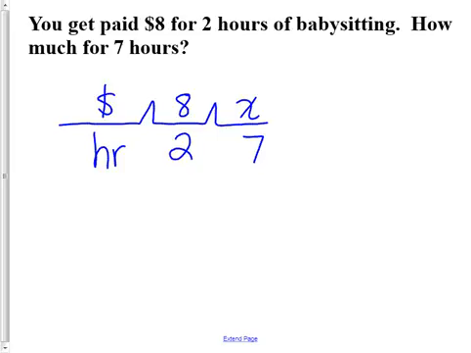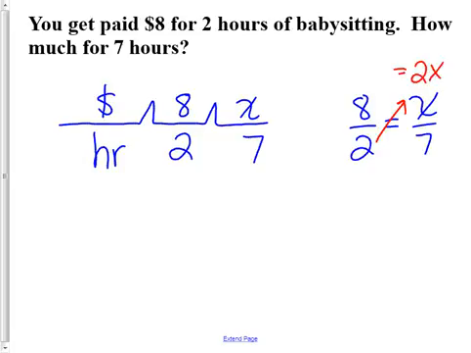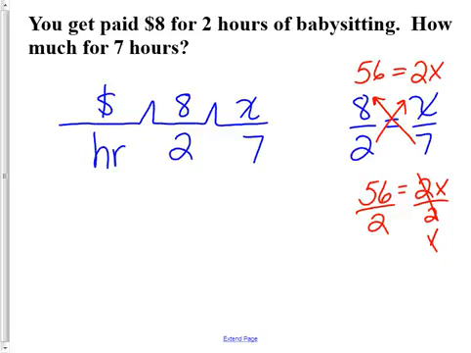Now when I look at this one, notice I can't do 2 times any whole number and get 7. So I could use cross products to solve this one. So 2x equals 8 times 7, which is 56. When I solve that equation, 56 equals 2x. Divide by 2 on each side of the equation, and I'm going to get x equals $28.